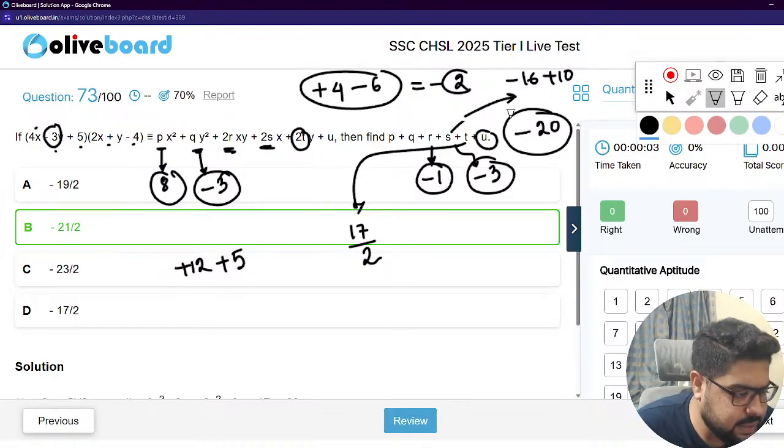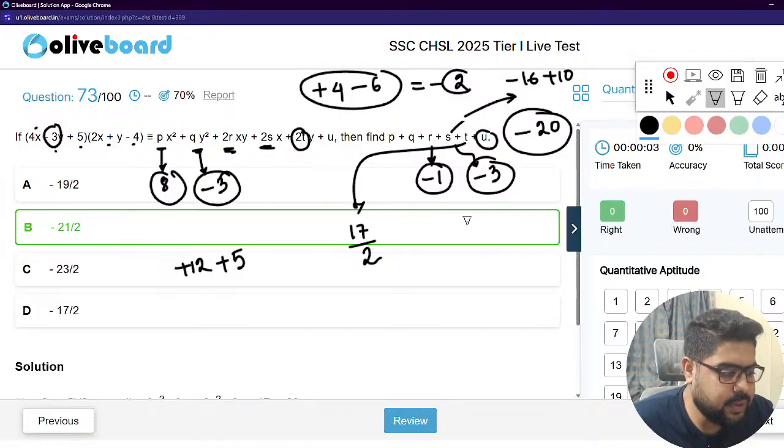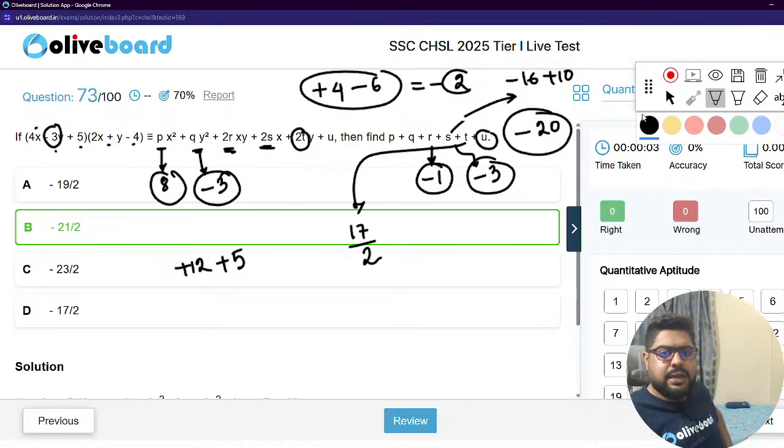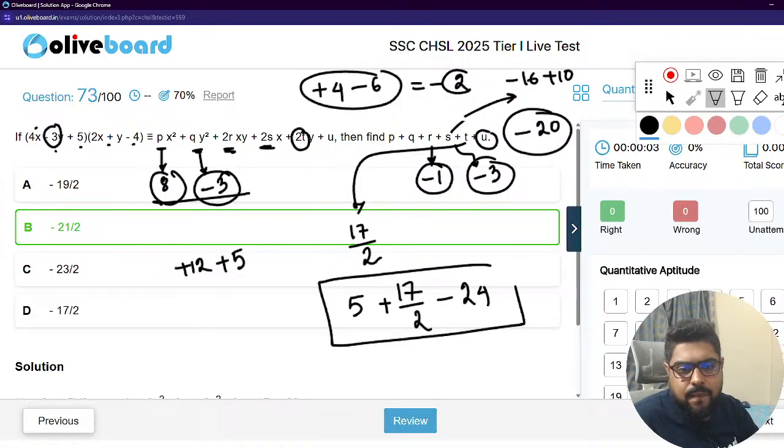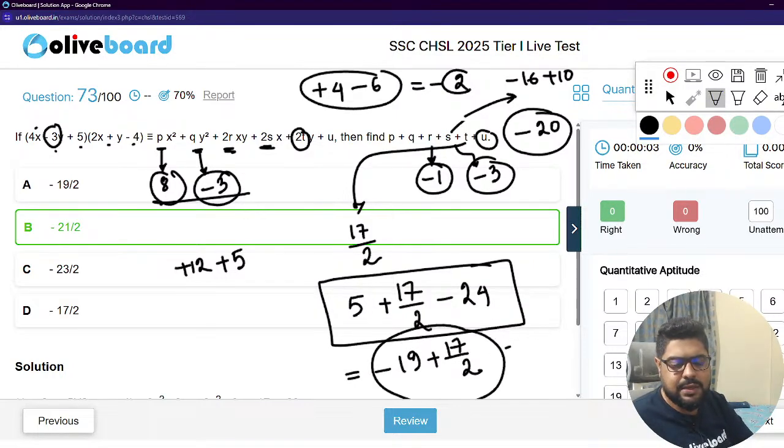See this now, sir. See this now. Now it is giving you how much? Now it is giving you 8 minus 3, that is sir 8 minus 3 sir 5 plus 17 divided by 2 minus 24 sir. Sir, minus 19 plus 17 by 2, do it and see what comes, sir, 22 minus 38 plus 17, sir 17. Yes sir, it is minus 21 by 2.